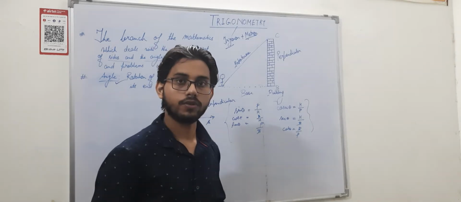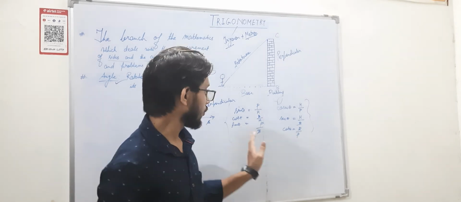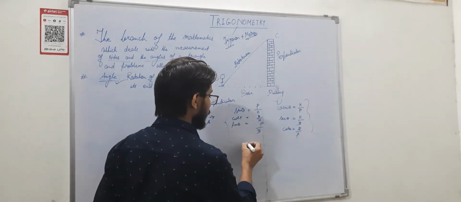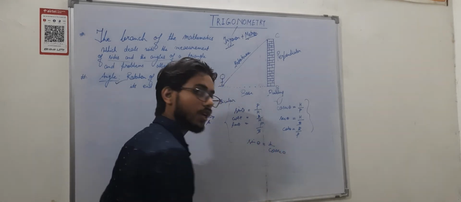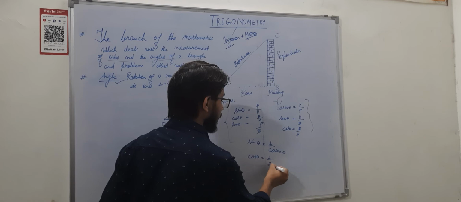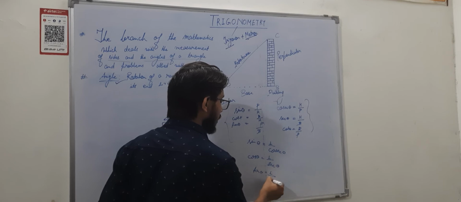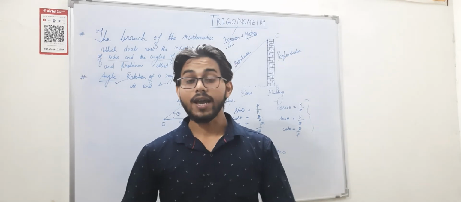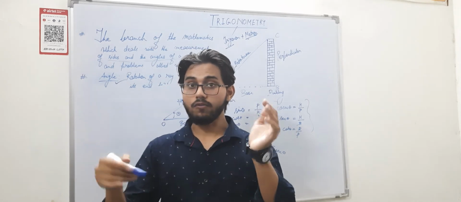Now, what are the relations between these trigonometric ratios? You will see that these are inverses. You can write sine theta equals 1 upon cosec theta, or cos theta as 1 upon sec theta, or tan theta equals 1 upon cot theta. In this manner you can find the different trigonometric ratios, and these will help us find the length of the ladder which we are talking about.